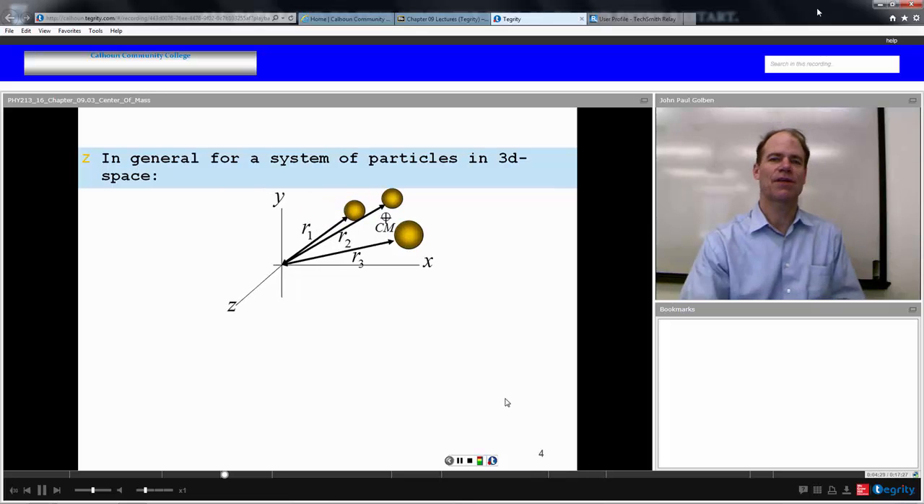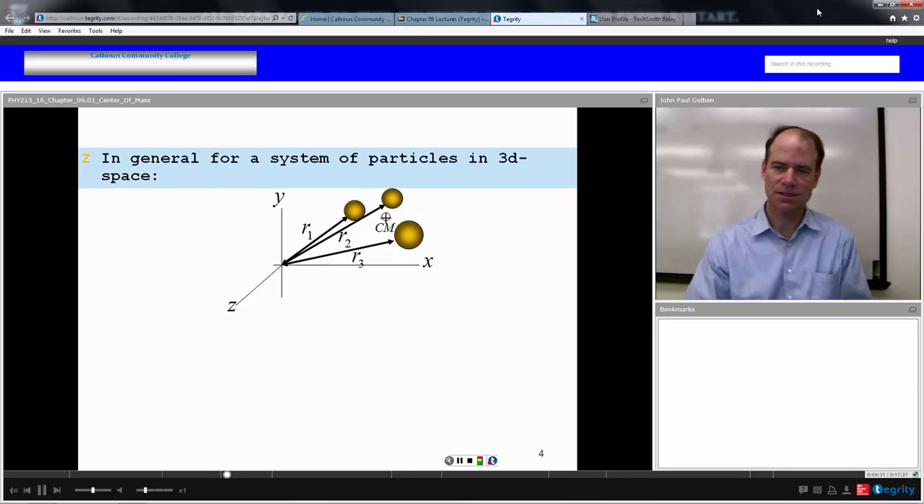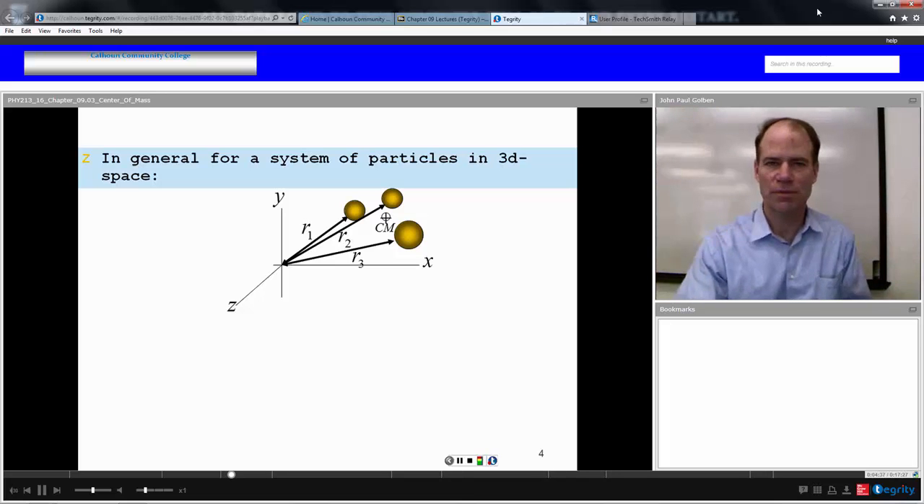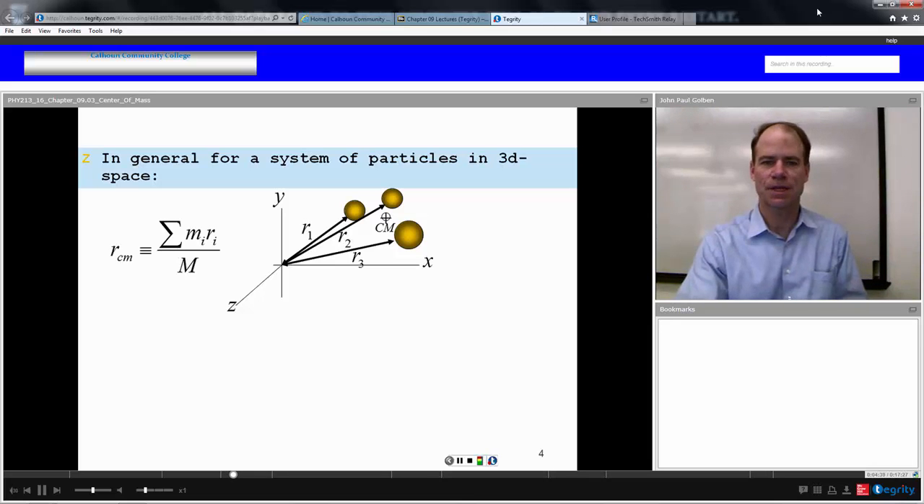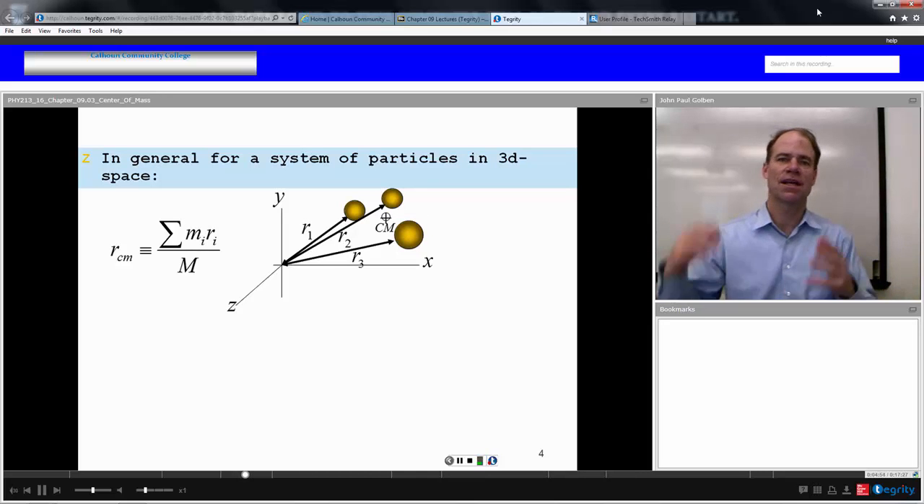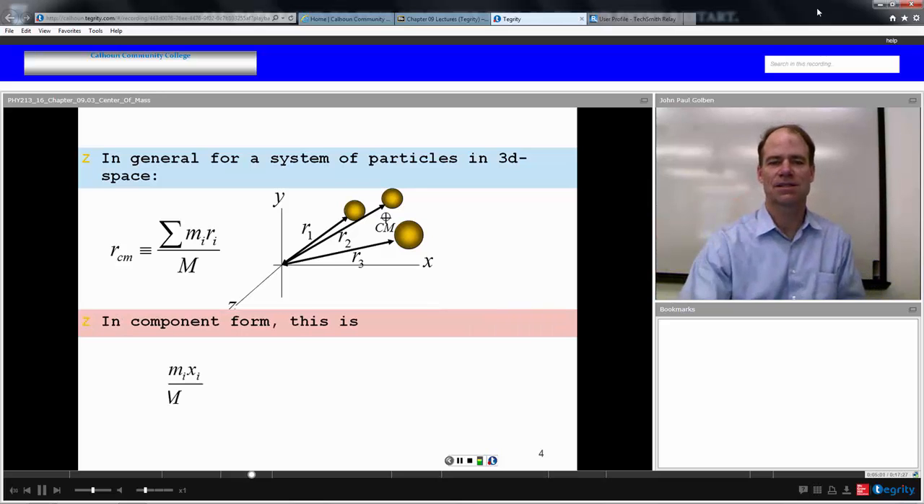In general, if we had a system of particles in 3 dimensions, we might have a whole bunch of masses out there, all with their 3-dimensional coordinates, x, y, and z. How do we solve the center of mass for that kind of problem? Well, what we'd like to do is break it up into 3 one-dimensional problems. We can find the center of mass in the x direction, the center of mass in the y direction, and the center of mass in the z direction, and then that would be our x, y, and z for that location of the center of mass. So we just break it up into three components.